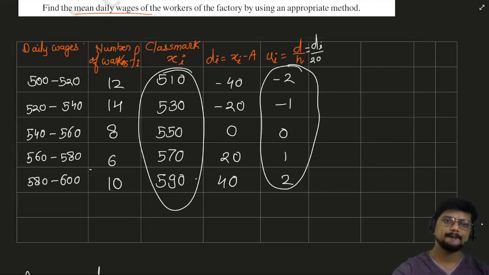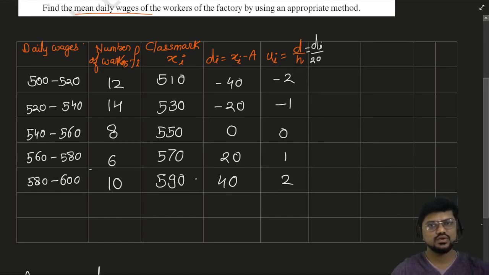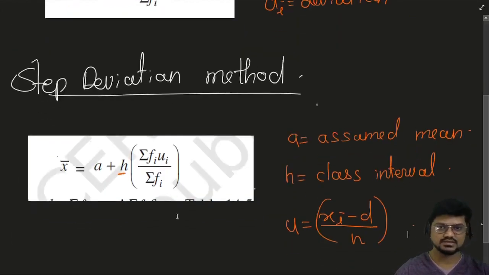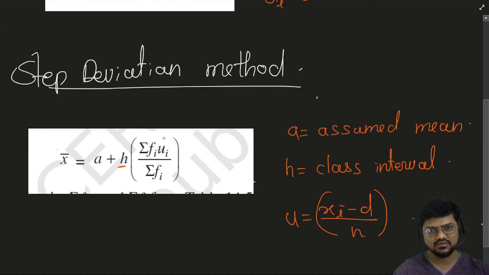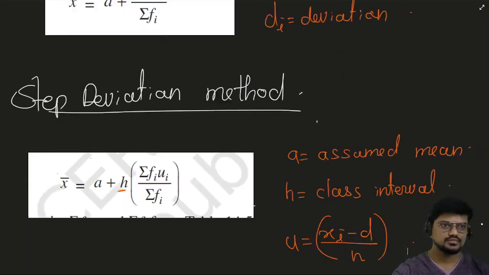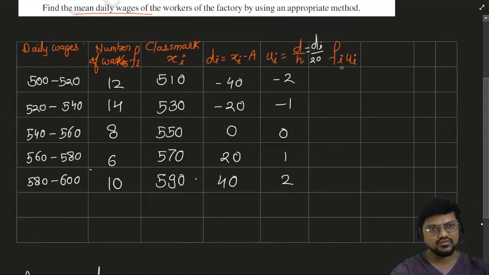So now what we will do, we'll do fi into ui, because we are using the step deviation method in this case. The step deviation method will have ui and the shortcut method will have only di. Now if I do fi into ui, what will you get? This is your fi values and this is your ui values.